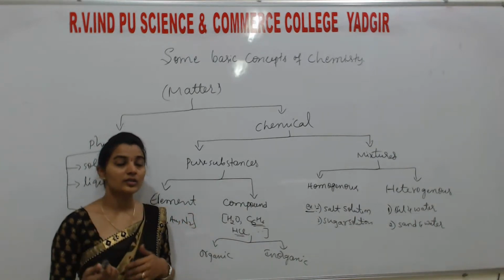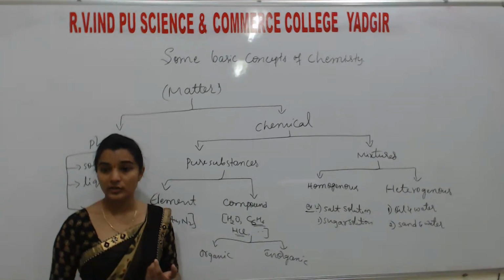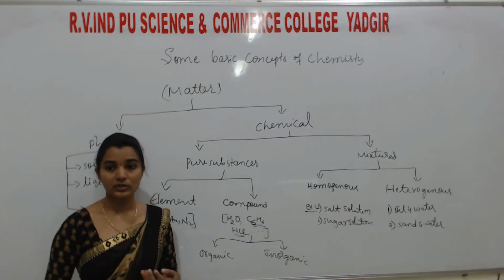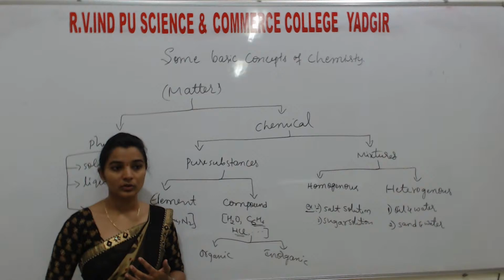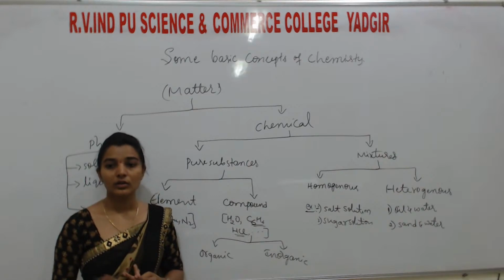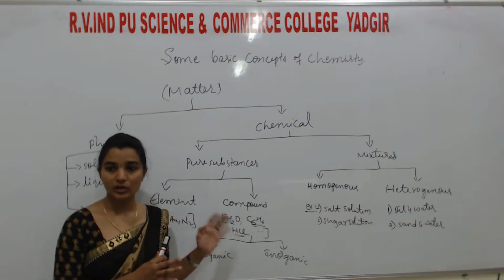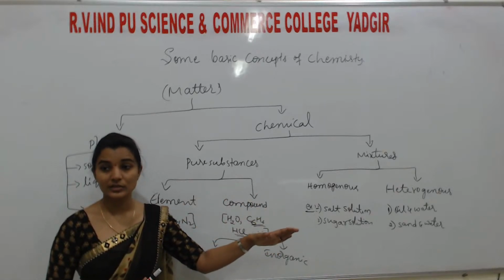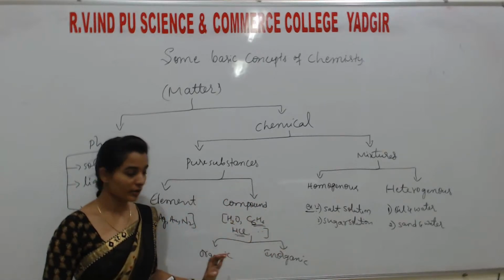Understand? Another one is oxalic acid, tartaric acid. Oxalic acid is present in tomato. Okay? So those are all derived from organic compounds. Those are called organic substances, that is, living beings. So that's why they are called organic compounds.